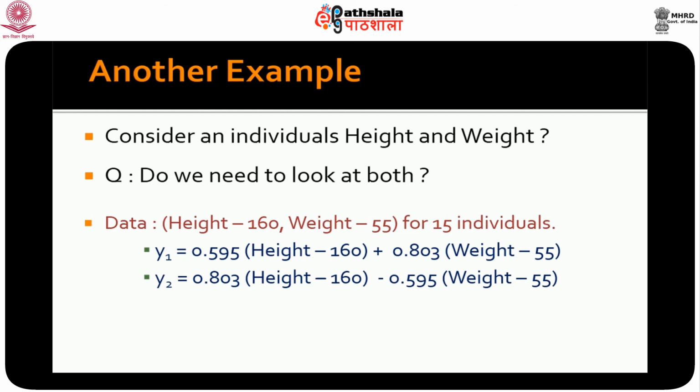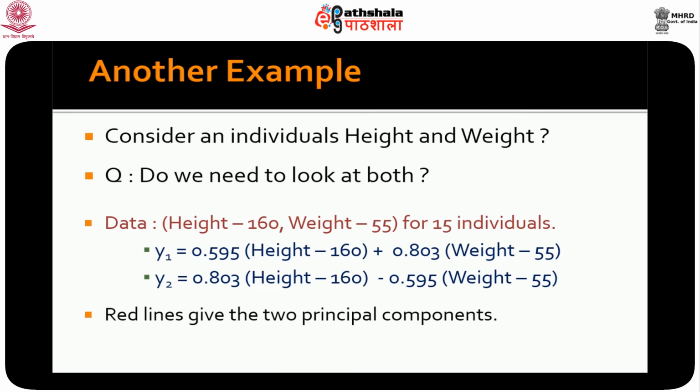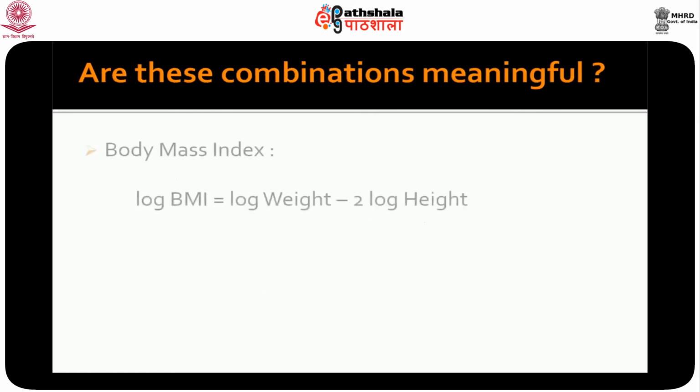And if you want, you can discard the second variable, and just look at the first variable, which is the first principal component that we can have. So, as we saw, the red lines gave us the 2 principal components there. Now, are these combinations meaningful?